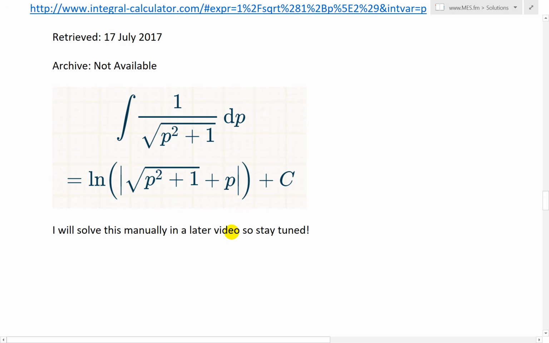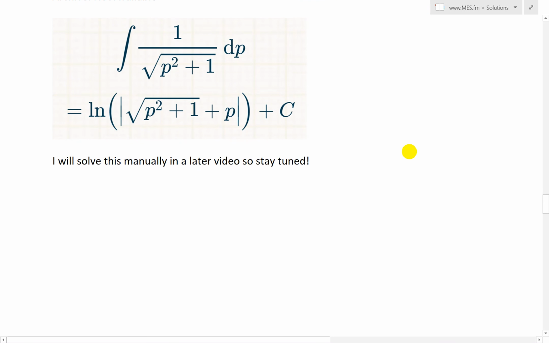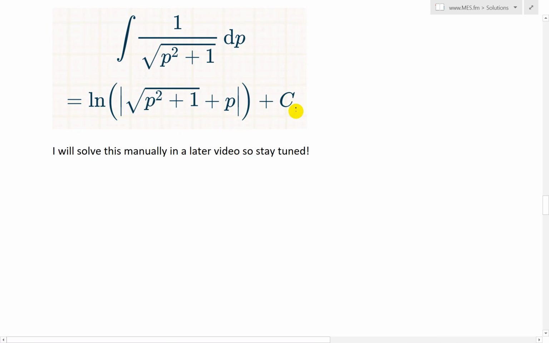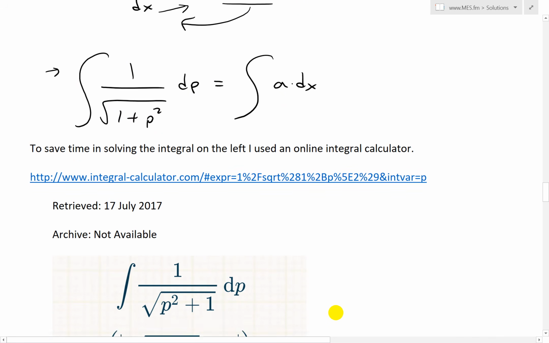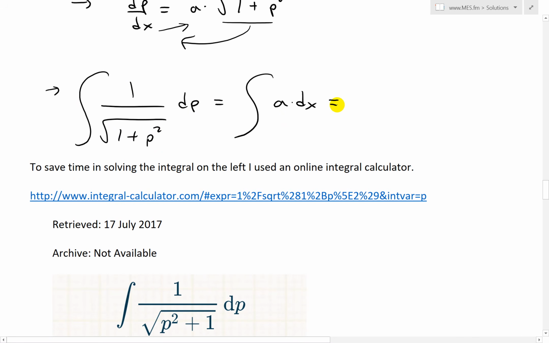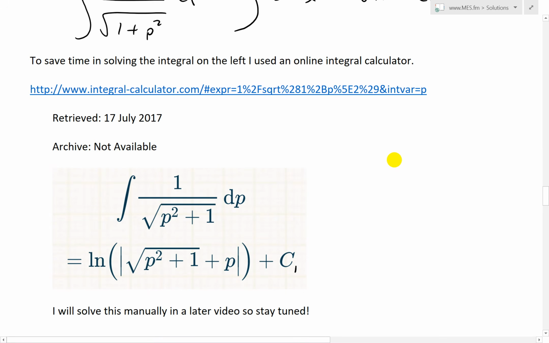I will solve this manually in a later video, so stay tuned for that. And this is just c1. I'll call that c1. And then the one on the right here, the integral right here, that's just a constant, that just equals to ax plus c, and I'll call that constant c2, like that.